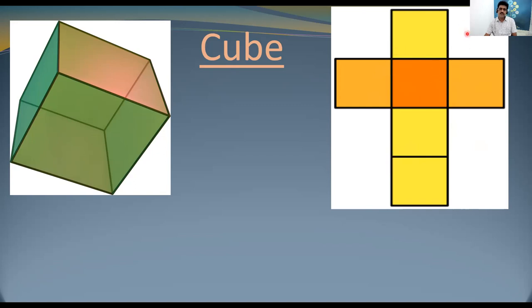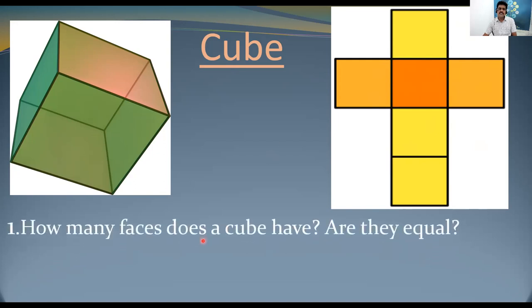If you observe these 2 diagrams, how many faces does a cube have? This is the first question. How many faces are there? 6 faces. Are they equal? This is the next question. See, observe all these faces. These are equal or not? Absolutely, these faces are equal, isn't it? So a cube has 6 faces and all the faces are equal faces. Isn't it, my dear children?